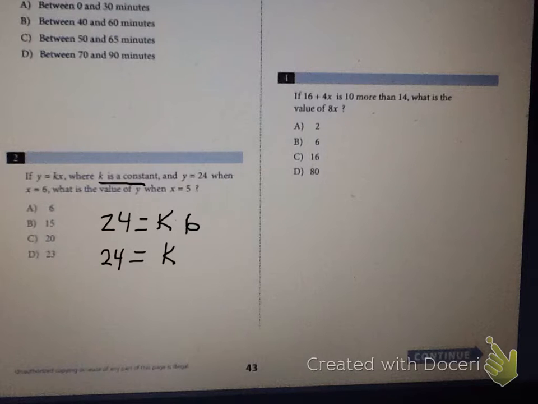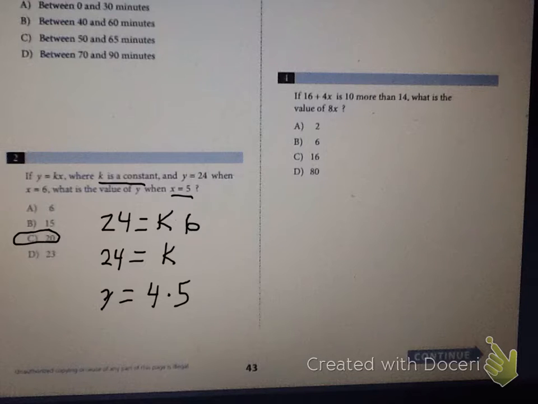And it says what's the value of Y when X is 5? So we have Y equals K, which we just found out was 4, times X, which is 5. So 4 times 5 is 20. You just bought yourself some more time. It's a fairly easy question. Just be careful, plug the numbers in. Don't try to do everything in your head.